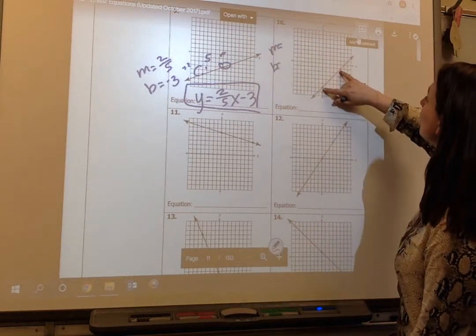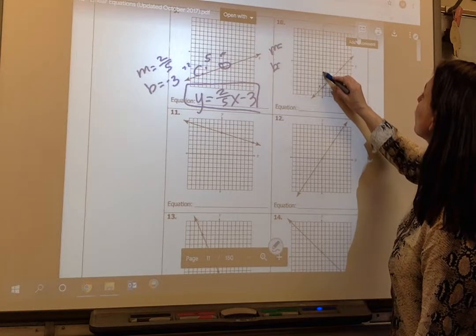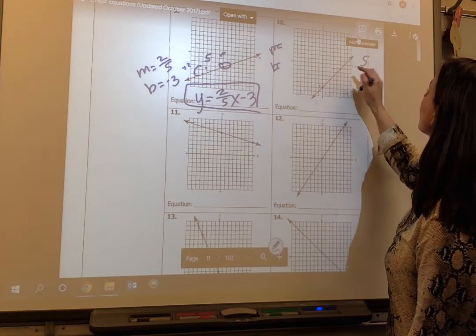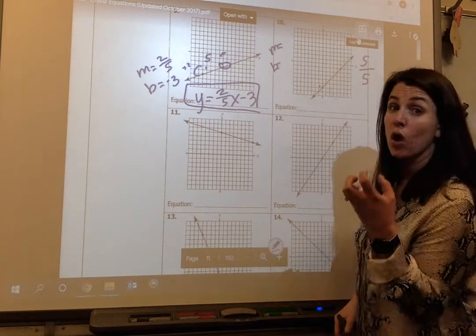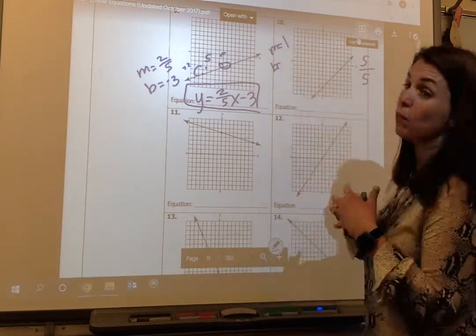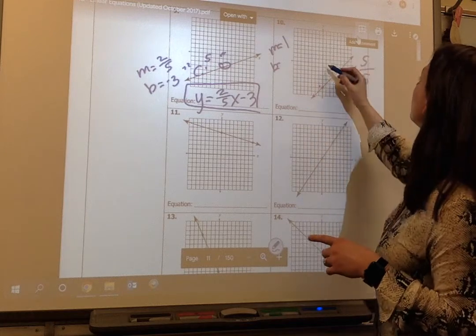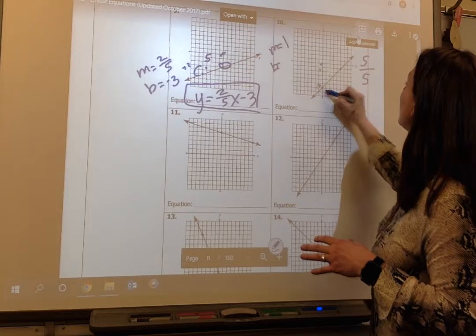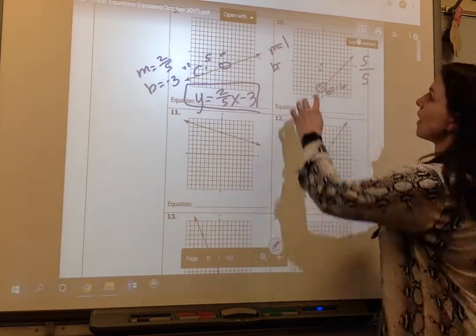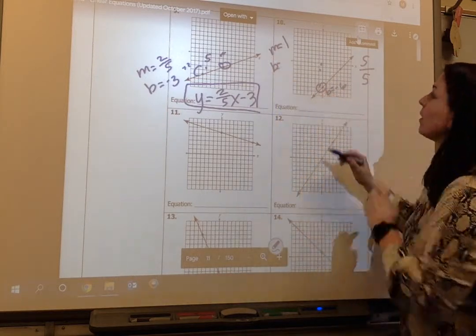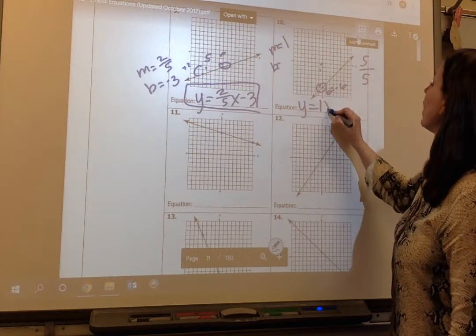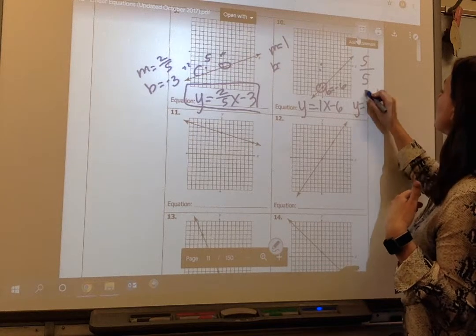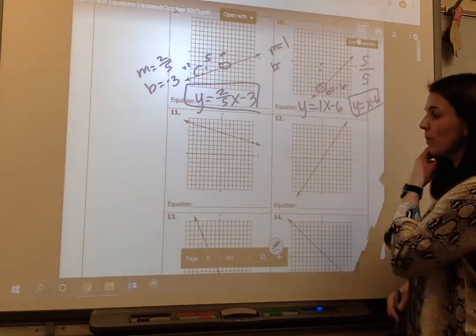So my slope here is 1, 2, 3, 4, up 5. And then I go over 1, 2, 3, 4, 5. But slope is always reduced, so its slope equals 1. And my beginning point, if this is my origin, is negative 1, negative 2, negative 3, negative 4, negative 5, negative 6. So now that I have my slope and my beginning point, I have y equals 1x minus 6. But I want it simplified, so y equals x minus 6. That's the form I want.